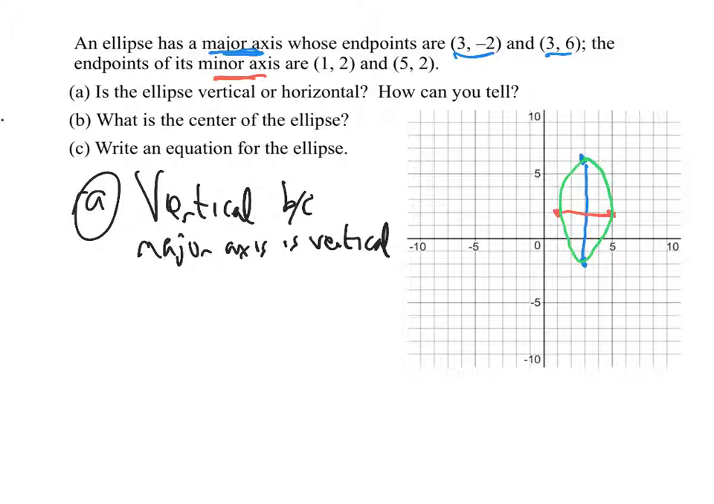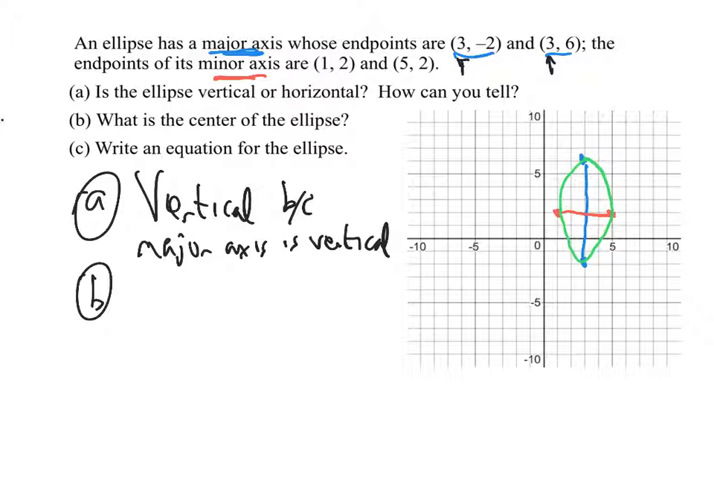If we hadn't sketched it, then we'd have had to identify that the major axis has endpoints that are at the same value of x, which means that it's a vertical line. Right? And then B, what is the center of the ellipse?